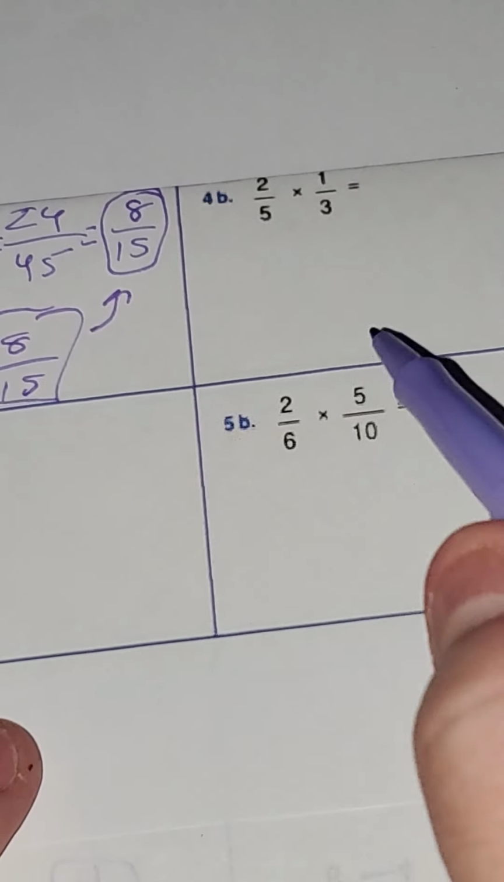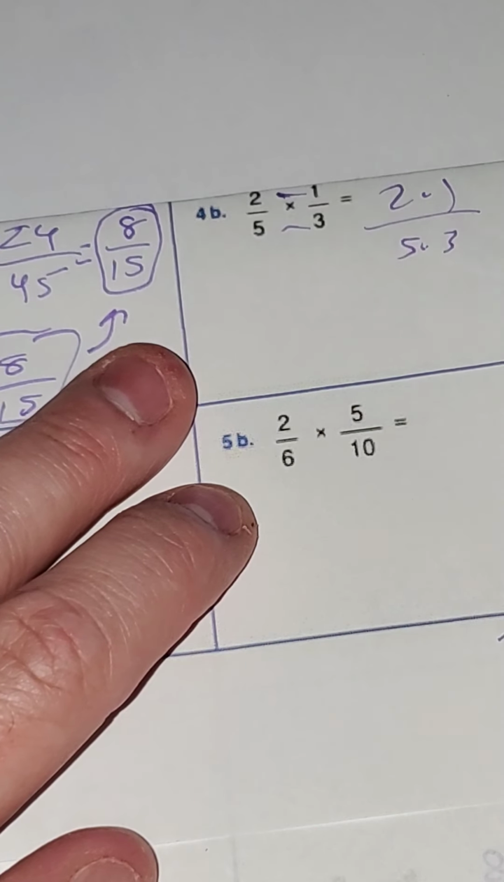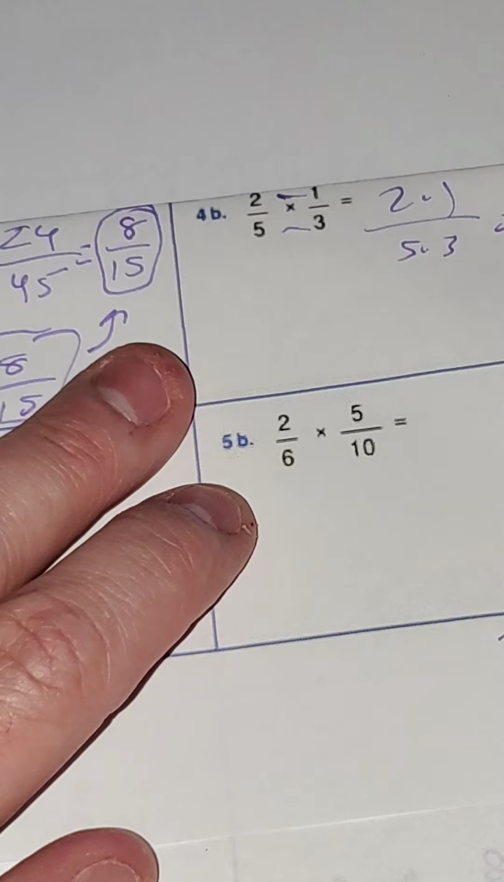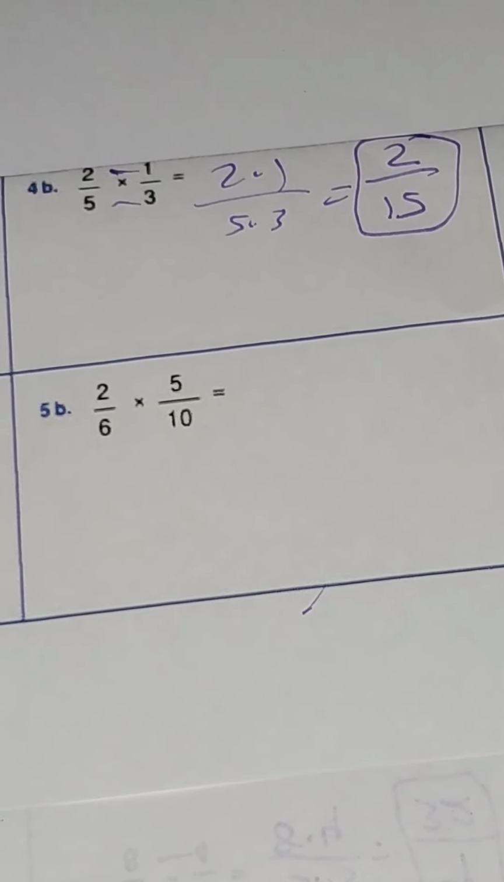Here we go. Nothing reduces here. Pretty simple. 2 times 1 over 5 times 3. 2 times 1 is 2. 5 times 3 is 15. 2 over 15. 2 over 15 is your final answer.